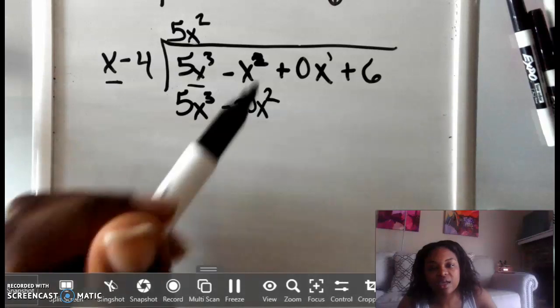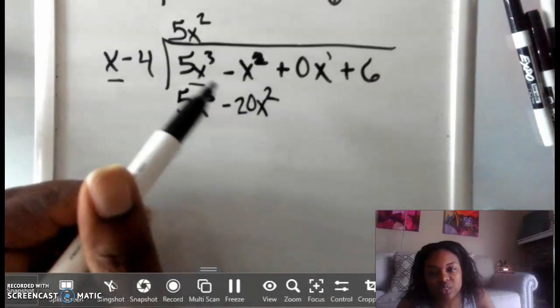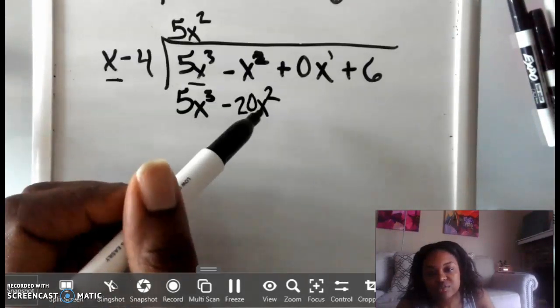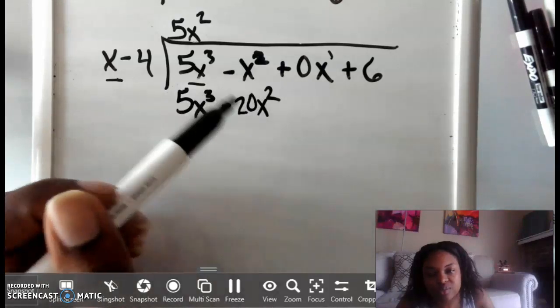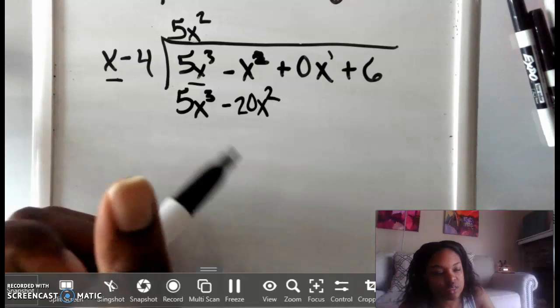So you align the same exponents. So I wouldn't put this negative 20x squared over here or here. I would keep it under the other x squared term. And the same with the x cubed term.